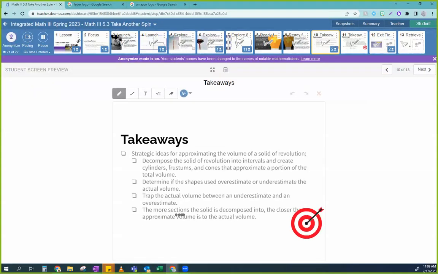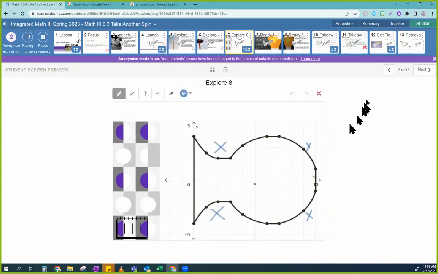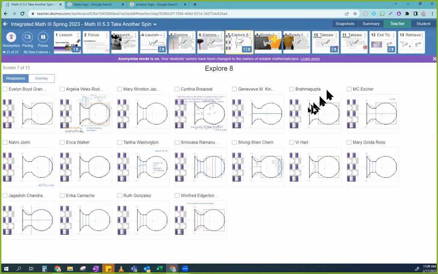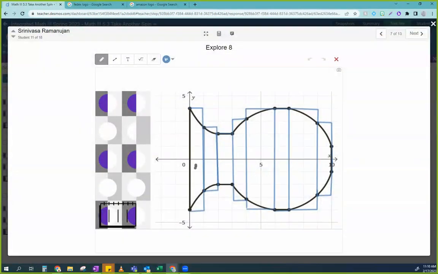So the more sections you have, the closer to the actual volume you will be, right? Some of you are going to understand this comment. Like this person sectioned it off. Let's do this person. This person sections it off into 1, 2, 3, 4, 5, 6, 7, 8.